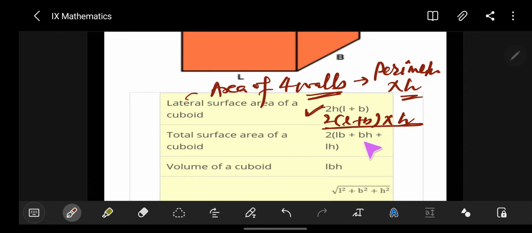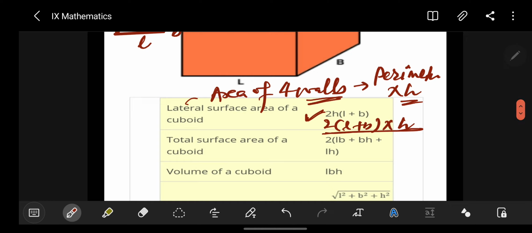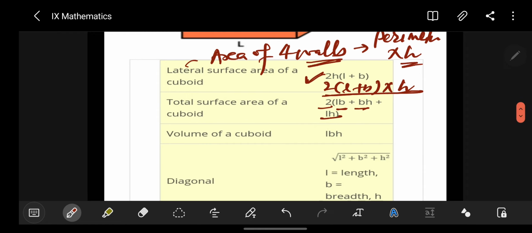The total surface area is the area of each and every face of the cuboid. If you take this as L, this as breadth B, and this one as height H, as you know the property of a rectangle, all the opposite sides of the rectangles are equal. So this is L, this is also L, H is here, B is here, so that becomes B. Similarly, this one is H, this one is H. This one is L, this one is also L. So if you add all together the areas of the given faces, you get 2(LB plus BH plus LH).